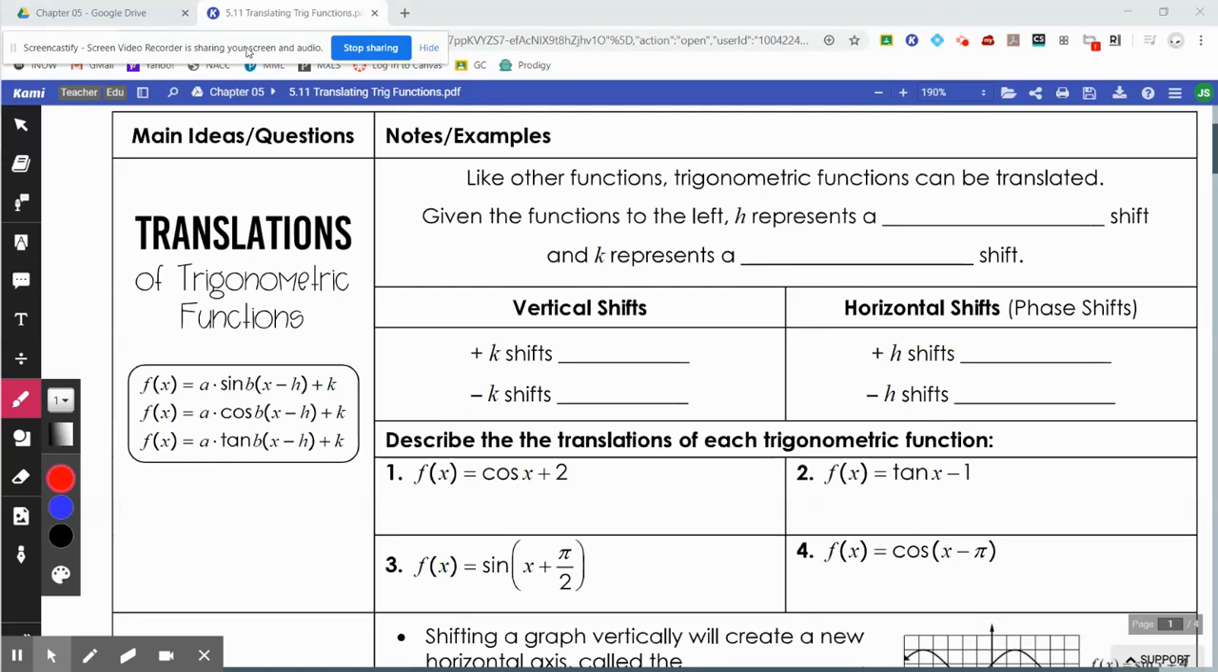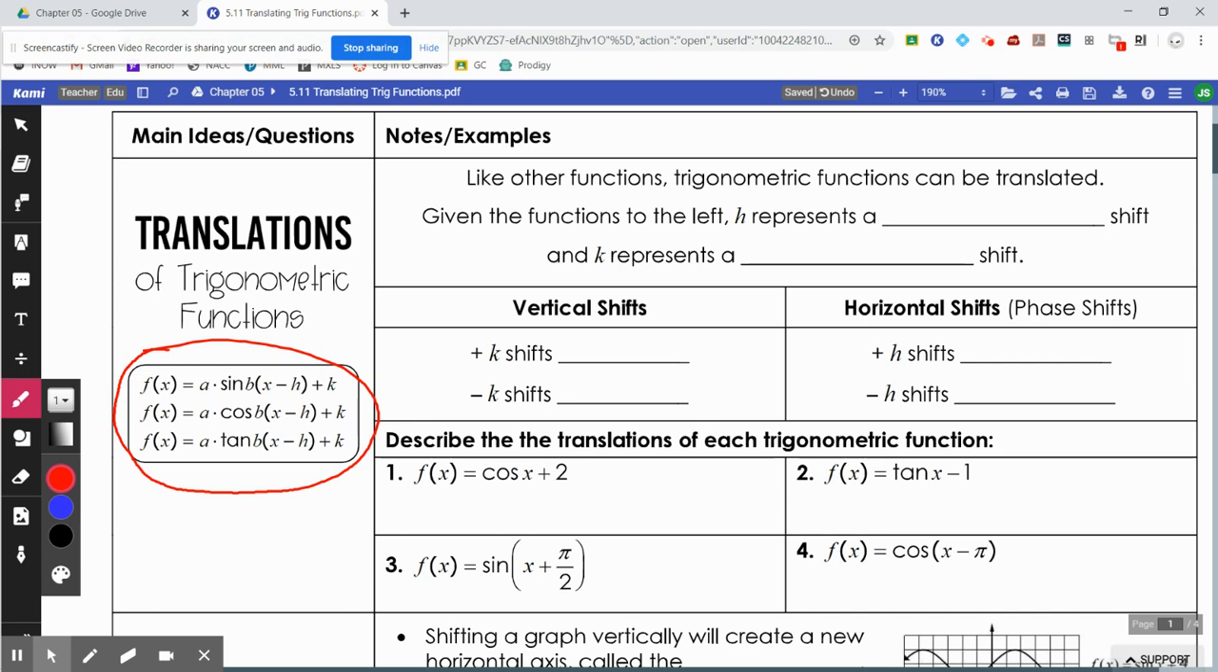Okay, in this video, we're going to once again talk about translations, and this time it's going to be translations of trigonometric functions. And we see here some general functions of our three basic trig functions. Like other functions, trigonometric functions can be translated.